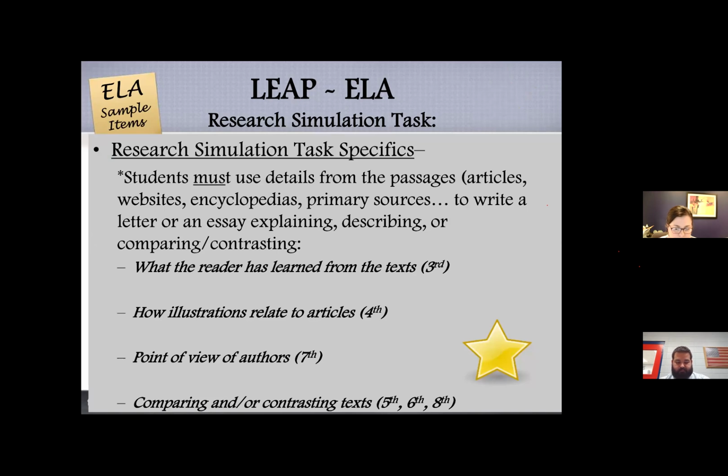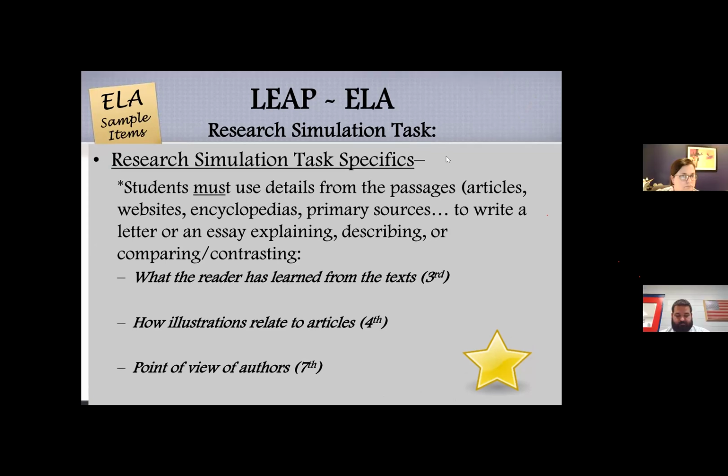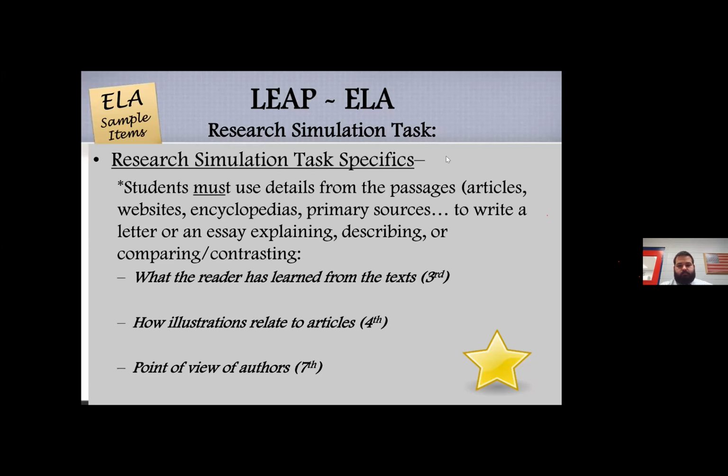This is giving you an idea of what the expectations are coming from these tasks. In 3rd grade, they're comparing, contrasting, things of that nature. They're expected to write about what the reader has learned from the text. As they move into 4th grade, they're going to use illustrations to relate to articles. And then in 7th, well, not 7th, we don't have 7th graders. Our 5th graders address the point of view of the author for the topic that they're being given to write about.